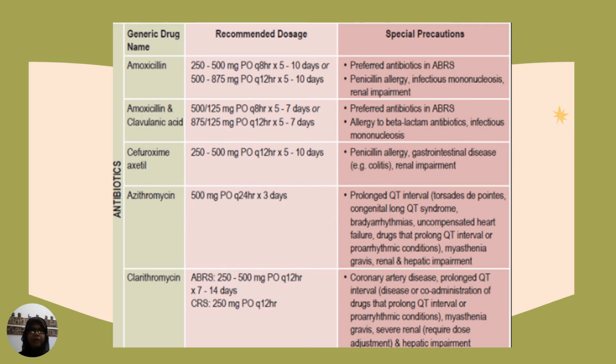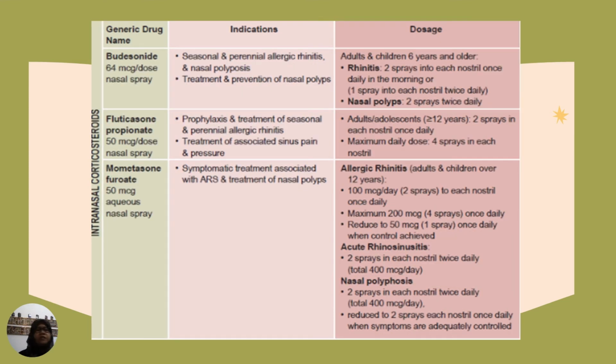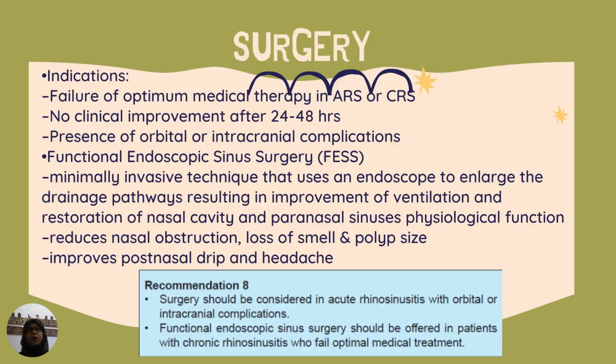The choices of antibiotics, I already explained. We give amoxicillin or augmentin. If they have allergy to penicillin, you can give cefuroxime. Clarithromycin is usually given in ENT centers as an immunomodulator. Choices for intranasal corticosteroid are budesonide, fluticasone, and mometasone. These three, we have in KKM hospitals. The type of intranasal corticosteroid to be given depends on the patient's findings, nasal endoscope findings. If they have polyps, we prefer to give them mometasone.